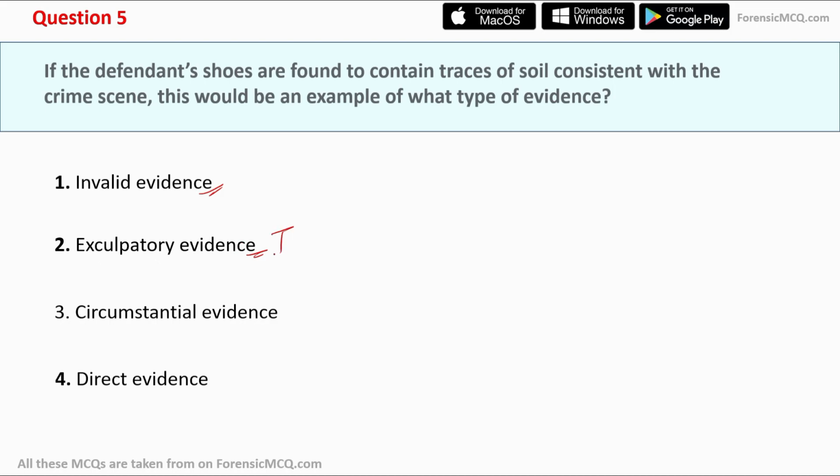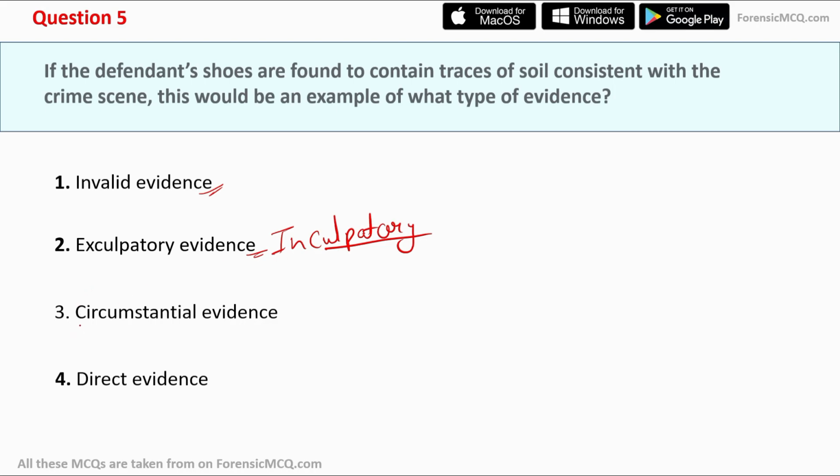Apart from this, there is another word, inculpatory evidence. It is just the opposite of that. Any evidence that links or suggests that a person is involved in a crime is called inculpatory evidence.